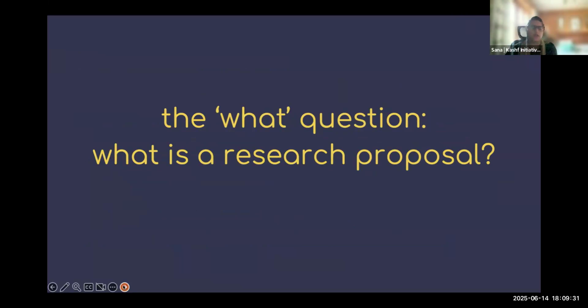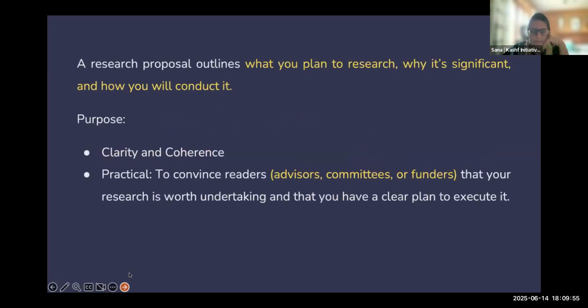So, research proposal, as we do in these sessions by now, we try to understand the what, why, how. What is a research proposal? Why do we need one? How do we write one, right? Therefore, to begin with, the first step is to ask the what question. What is a research proposal? Why do we need it, right? So a research proposal outlines what you plan to research, why it's significant, and how you will conduct it.